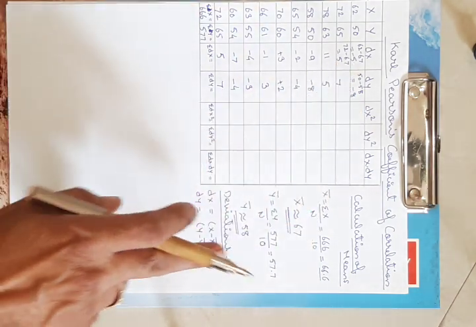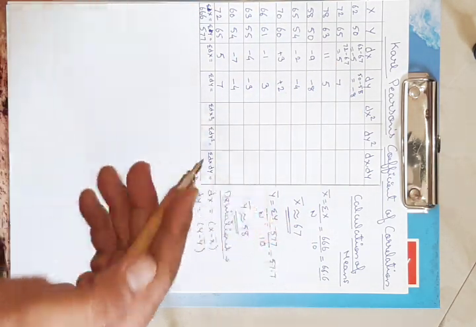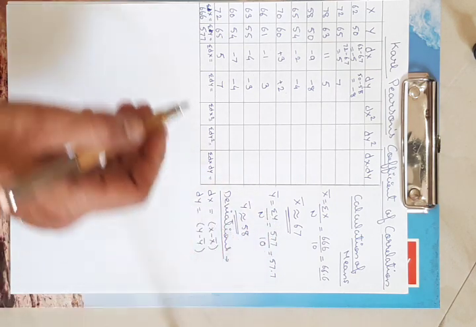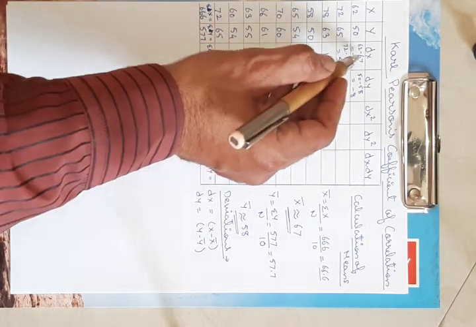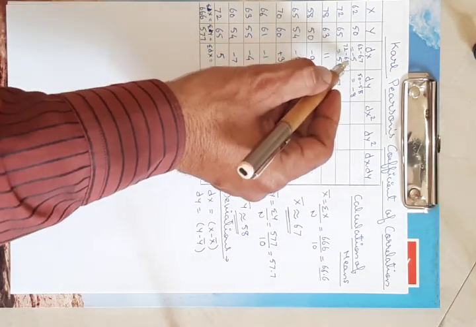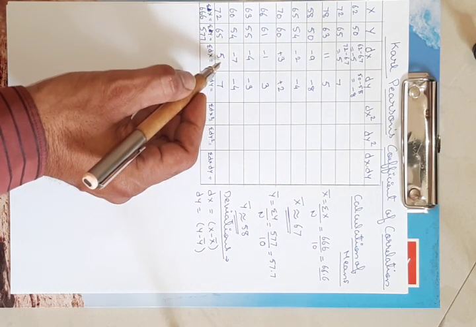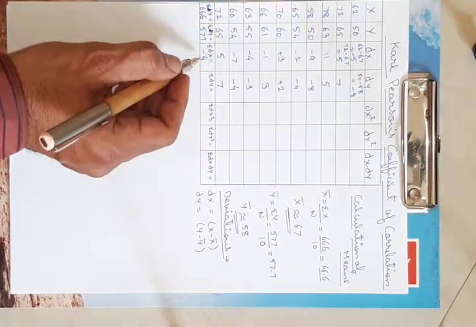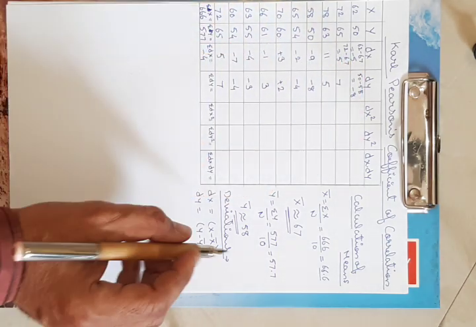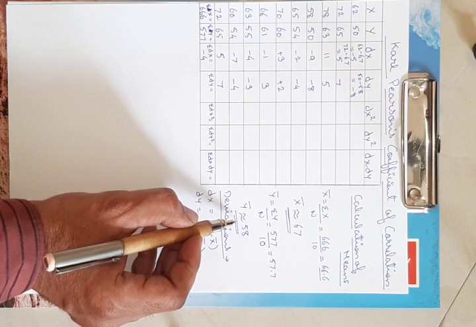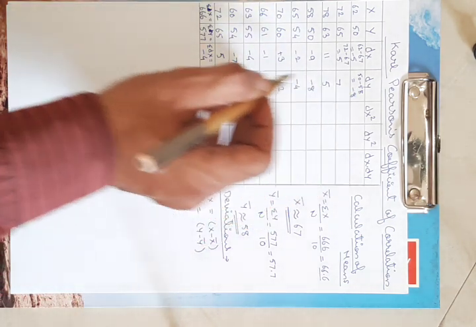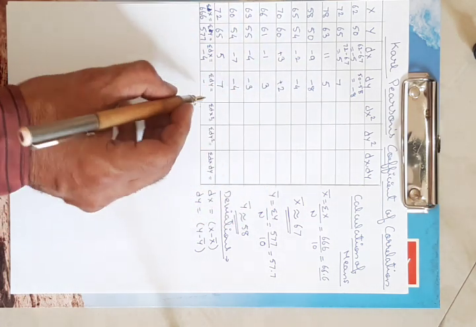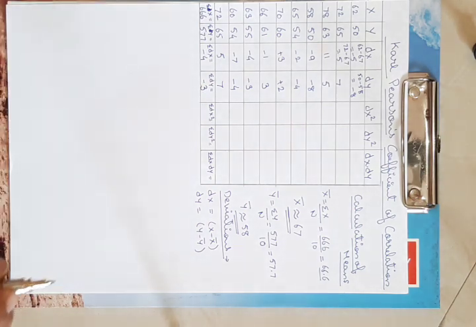Now friends, since we have assumed the mean by rounding to the nearest whole number, that is 67, the summation of dx will exist here. We make the total of this series, dx. When we add all the values, it comes out to be minus 4. Similarly, we have rounded off y bar, the mean of y, to 58, so the summation of dy will also exist. We make the total of the entire column, and this comes out to be minus 3.